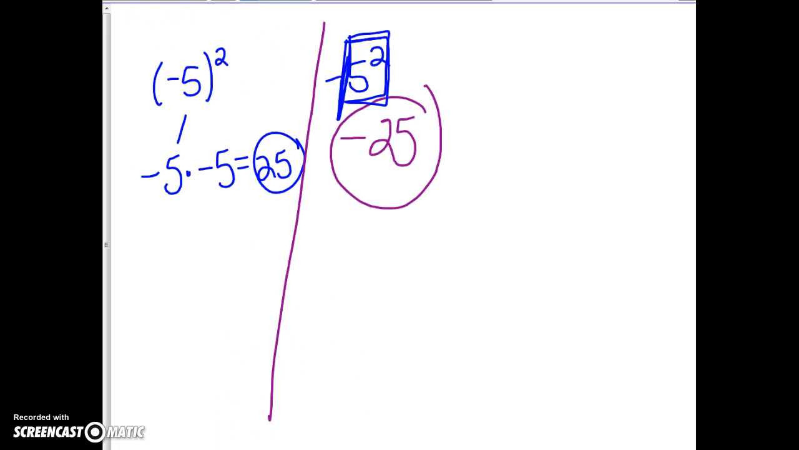Now let's do some more with negatives. Oops, let me get a pen here. And some odd exponents. So for example, what if we have -4 to the third power? Okay, so we have it with the parentheses and without the parentheses. Okay, so let's look at the one with parentheses first. So again, the parentheses are grouping together the negative and the 4.